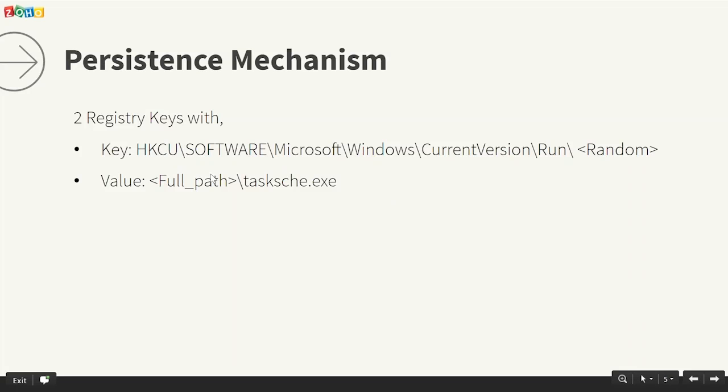Also, in order to persist on your machine and not be uninstalled or removed entirely, WannaCry uses two registry keys with the same pattern. It registers itself into HKCU\Software\Microsoft\Windows\CurrentVersion\Run with a random key name and a value of tasksche.exe. It registers two separate registry keys with the same pattern to make sure that it persists on your computer.